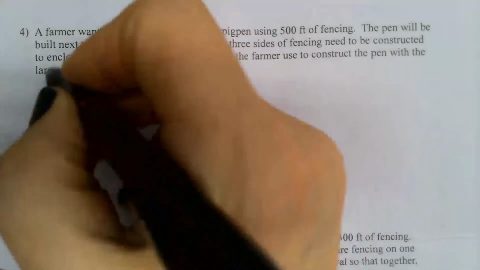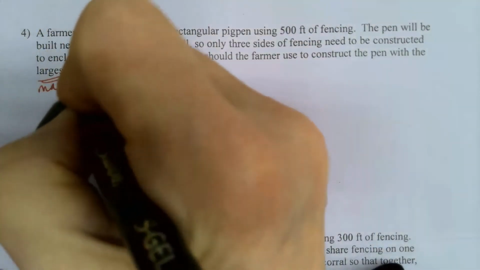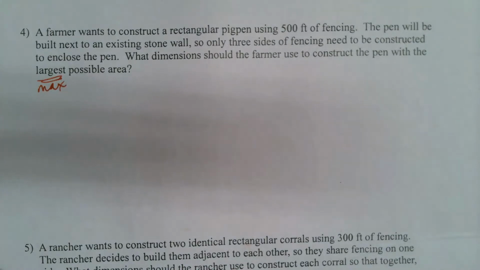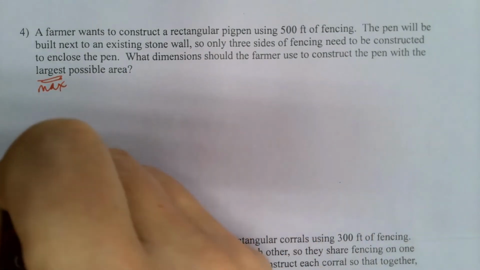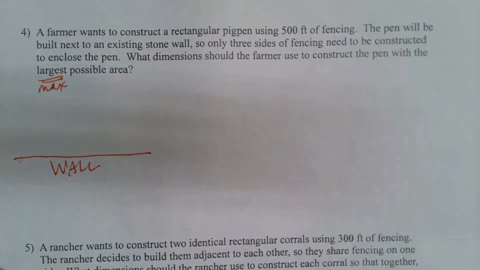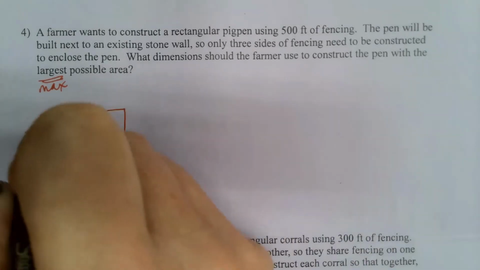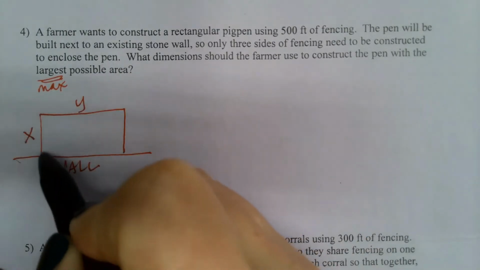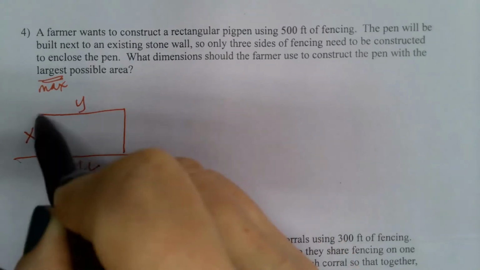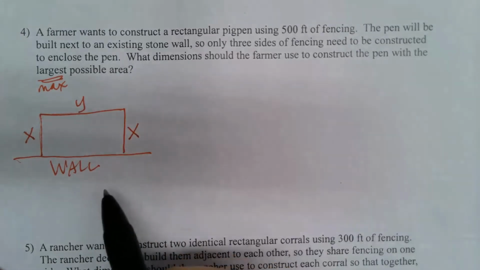So this time I'm doing a max, whereas in the previous problems I was trying to minimize a product. So this is a max going on here. And so I'm going to set it up. I've got the wall that I'm building right here, my pen next to. So I'm going to put some fencing around here. And they said I only need to put fencing around the sides, the 3 sides. And so I have 500 feet of fencing total.